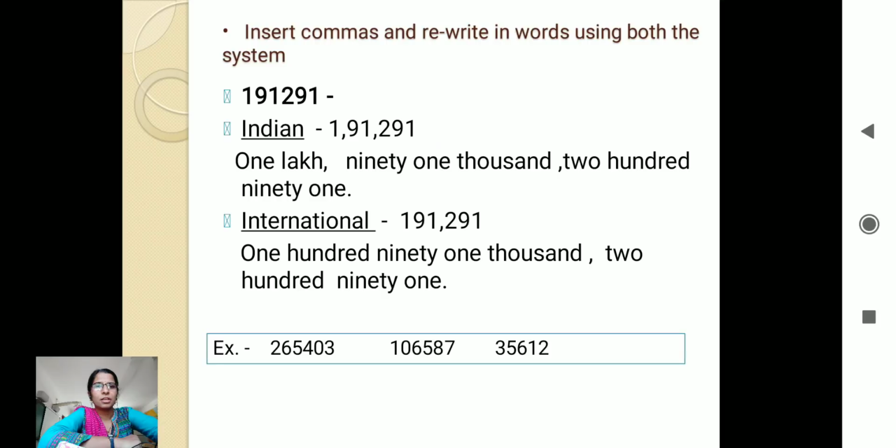That is 1,06,587. It is in Indian system. Similarly, in international system, how will you read the same number? It will be 106,587. So, can you read that number along with me? 106,587. Very good. Now, see the next number.